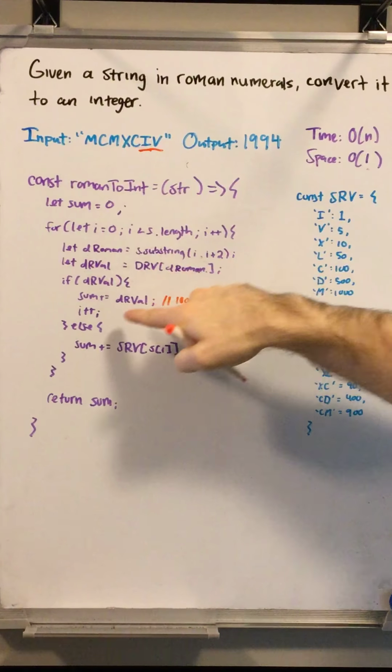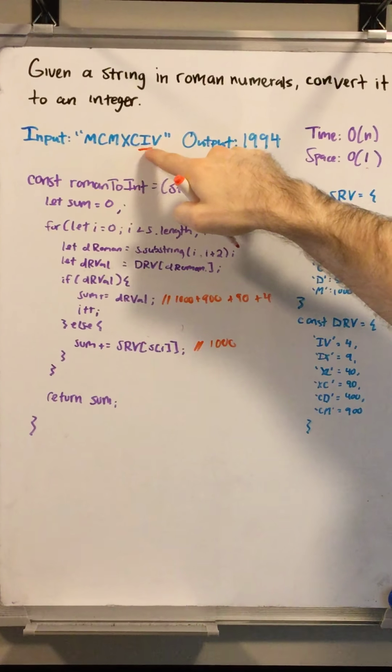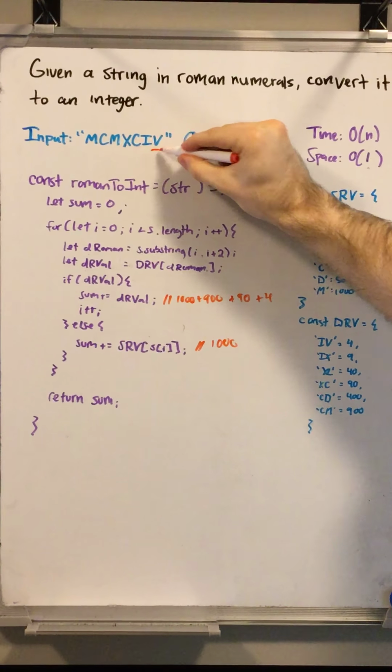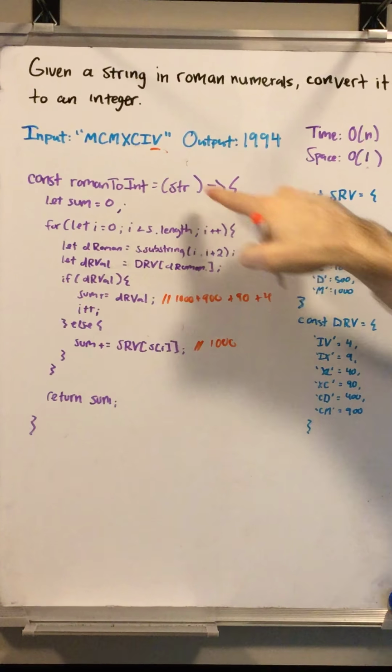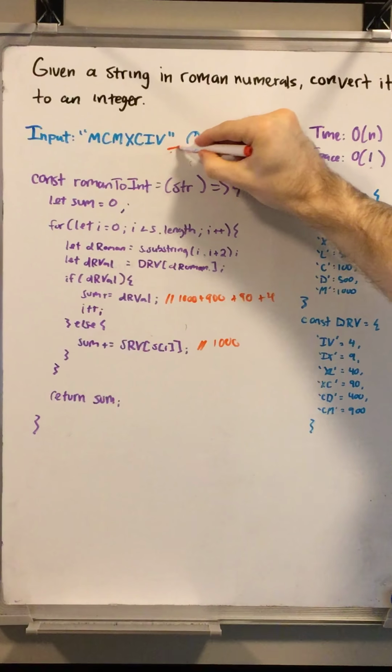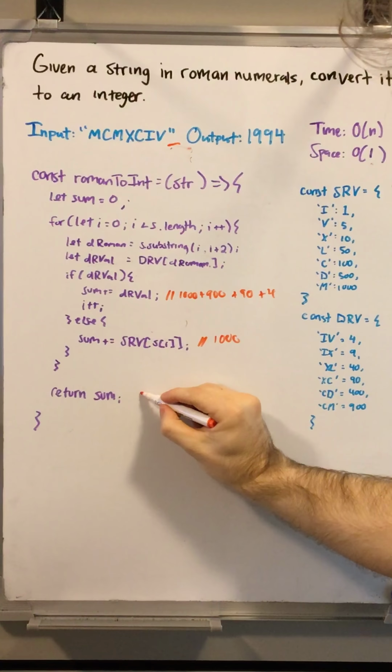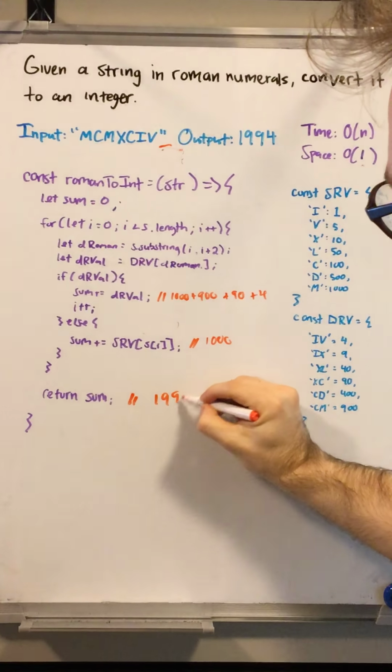And then we increment I again. So then we're at V. We increment I once more. Now we are out of bounds. We break out of the loop. And now we return the sum as 1994.